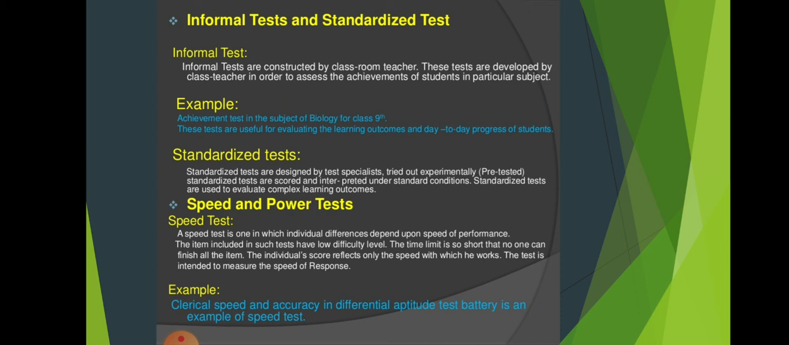Now we'll talk about speed and power tests. In speed tests, individual differences depend upon speed of performance. The items included in such tests have a low difficulty level. The time limit is so short that no one can finish all the items. The individual score reflects only the speed with which he works. The test is intended to measure the speed of response. For example, clerical speed and accuracy in the differential aptitude test battery is an example of a speed test. This example is also a standardized test.